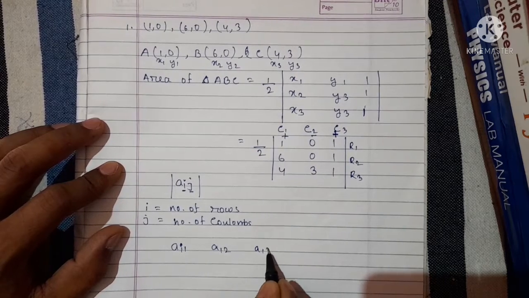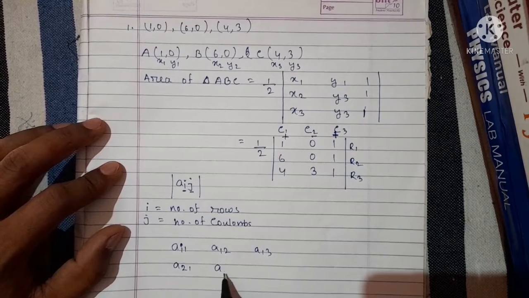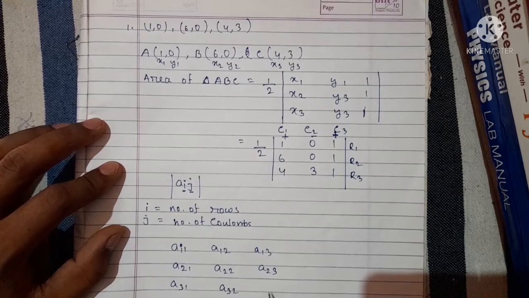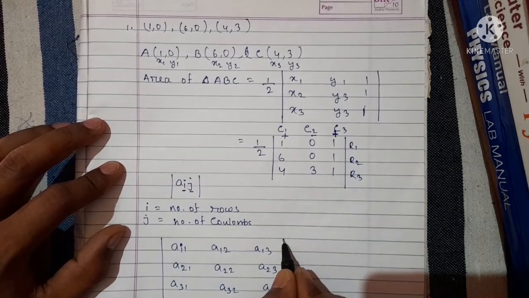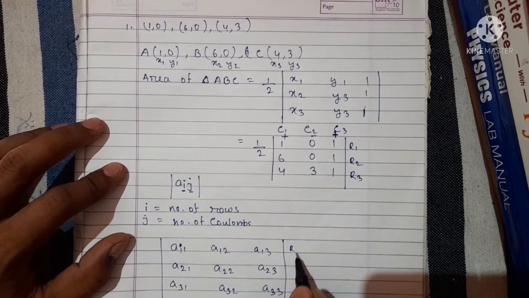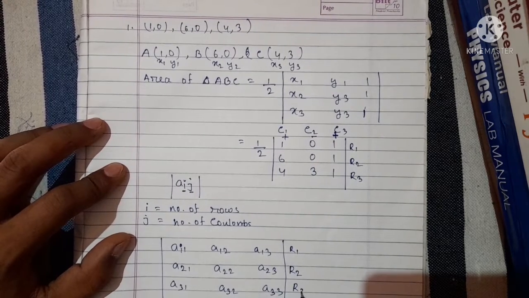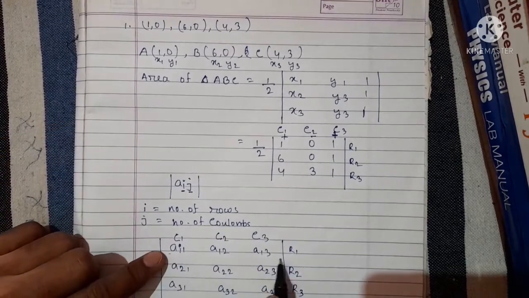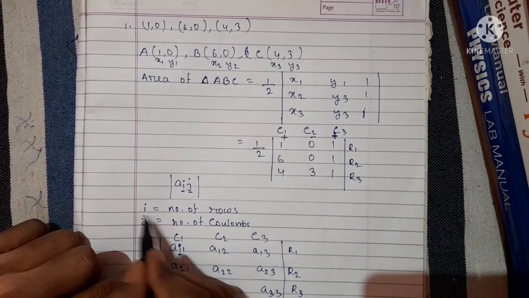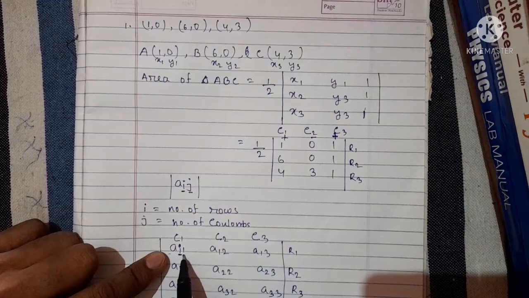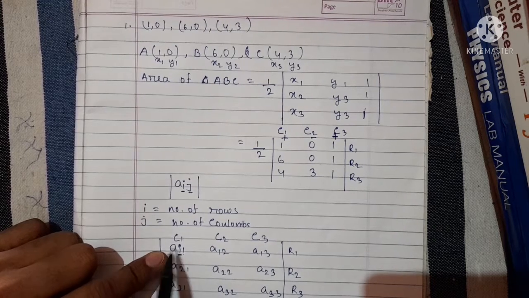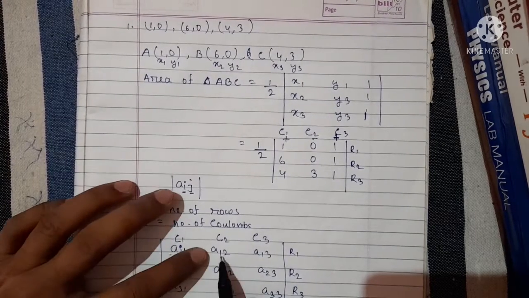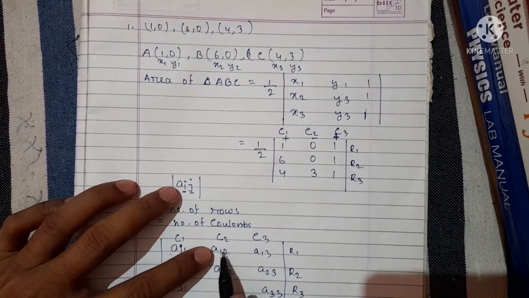So I can represent this data like this: a11, a12, a13, a21, a22, a23, a31, a32, a33, and then the determinant. What is this? This is first row, second row, third row, column 1, column 2, column 3. So the number of rows should come first: i is the number of rows and j is the number of columns, and then second it is the number of columns. So this is first row and first column. This is first row and second column, this is 1 and 2, where 2 is the number of columns.